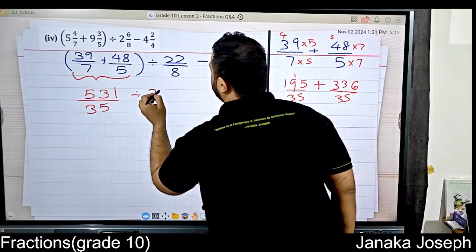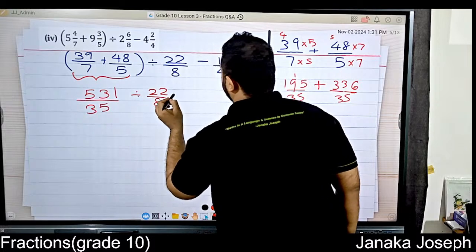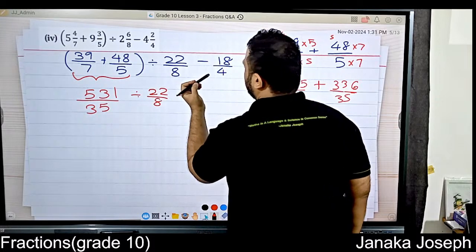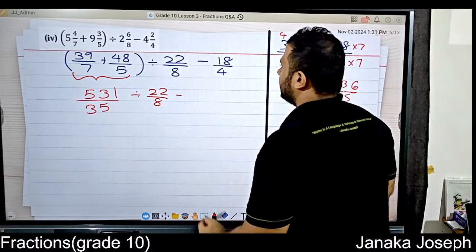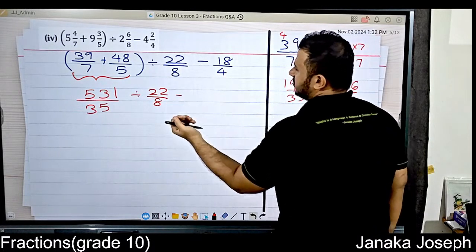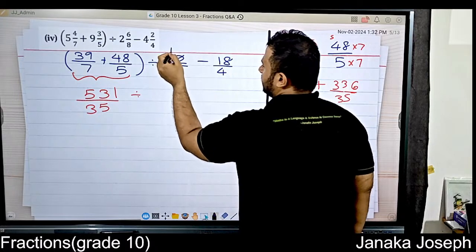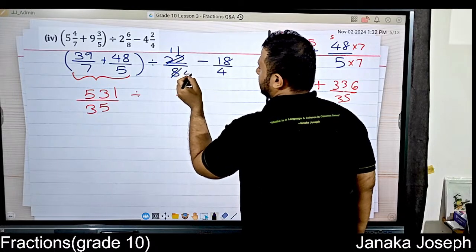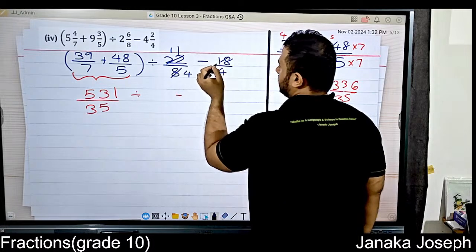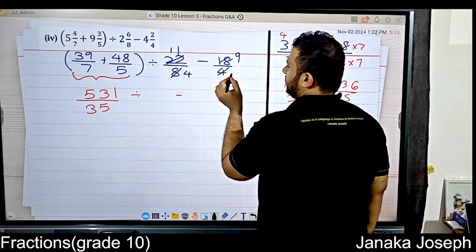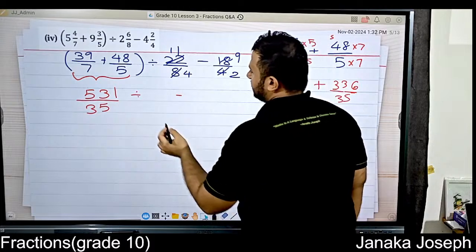531 out of 35 divided by 22 over 8 minus 18 over 4. Actually, I can simplify it a little bit. This 22 over 8 also I can simplify a little bit. I can write this question like this. This also I can simplify by 2 timetables and write it like this.